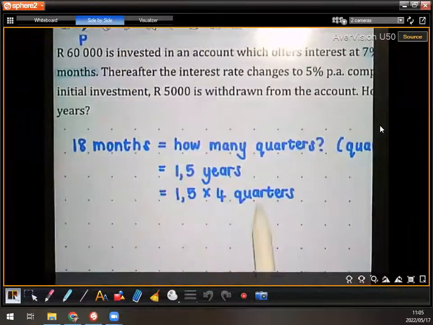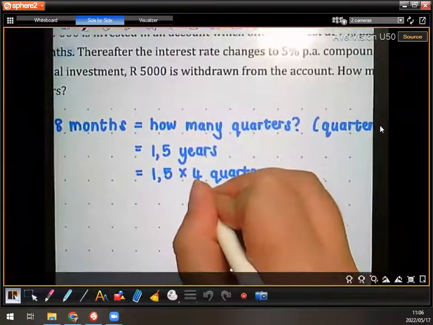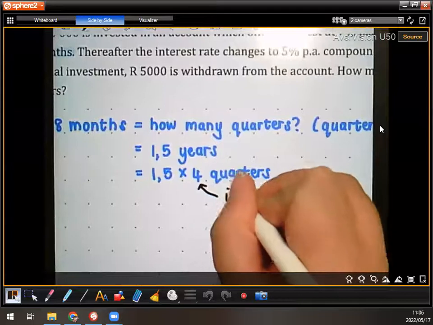Now, guys, this is actually going to be our exponent of that interest bracket. Okay, 1.5 times 4. You'll see when we do it in the question. So this is going to be our interest bracket exponent.